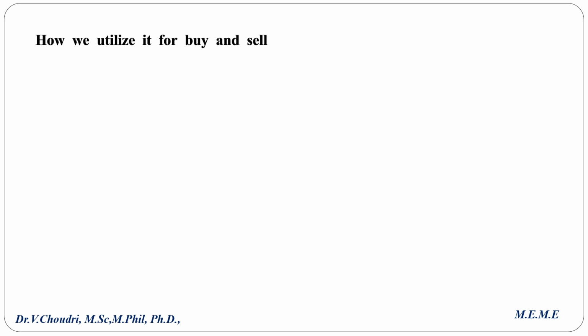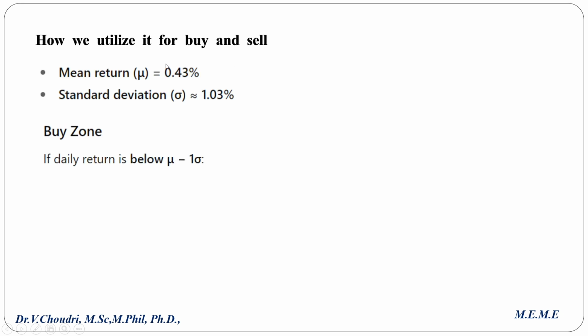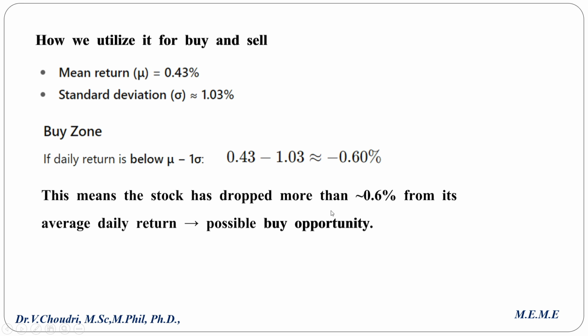The purpose is to decide whether to buy or sell on the 11th day. So how does this normal distribution give the idea to buy and sell? First, buy. We have a mean of 0.43 and a standard deviation of 1.03. If the daily return, the mean average of 10 days minus the standard deviation, comes to -1, it clearly shows a buying signal. The stock has dropped too low, so we can easily buy the stock.